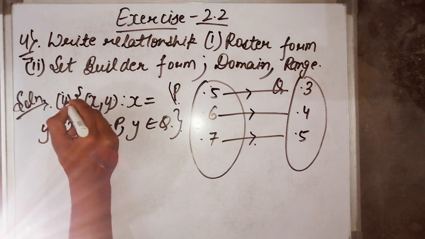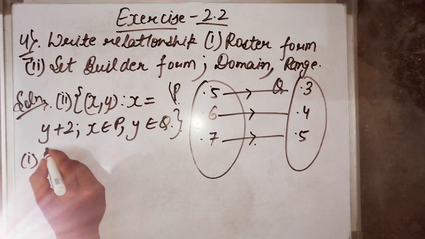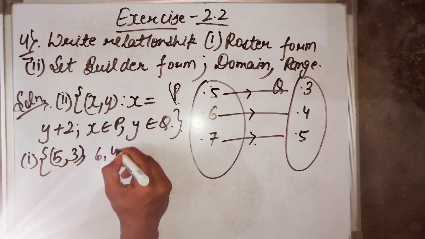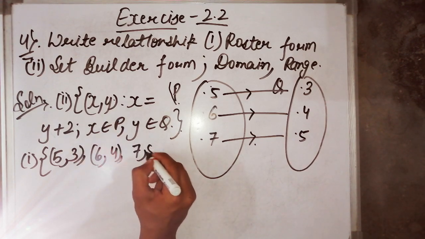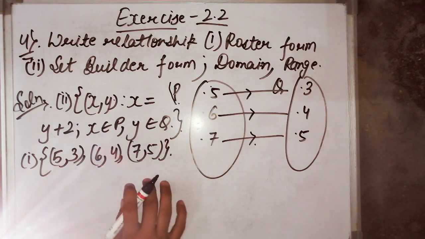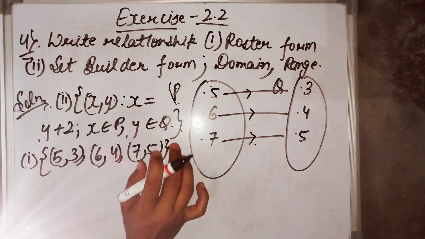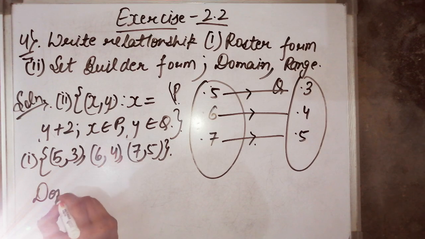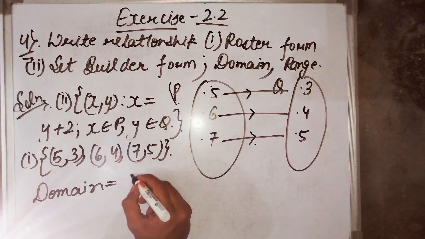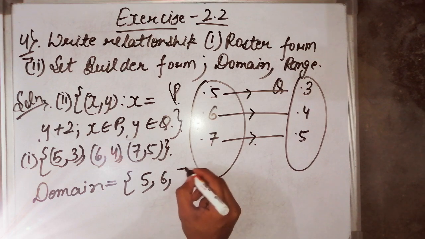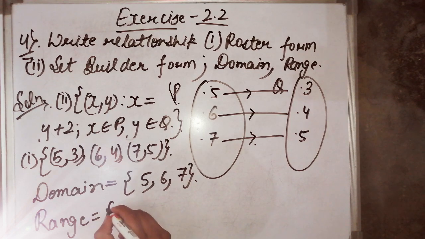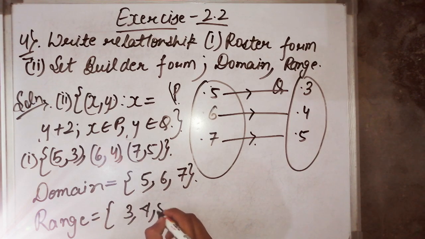now let's write it down in roster form. 5 3, 6 4 and 7 5. This is the roster form. Okay, this is quite simple if you know how to write in set builder form. Okay, now let's see what is domain and what is range. Domain equals to 5, 6, 7 and range equals to 3, 4, 5. Okay, this is the range of the set.